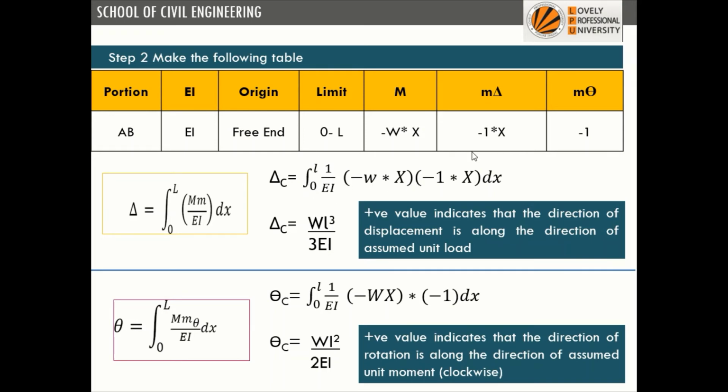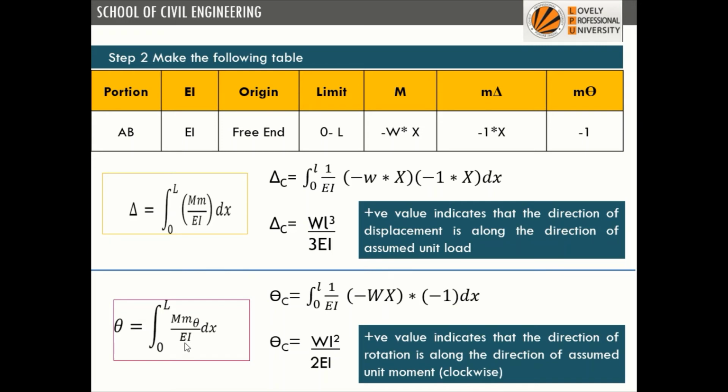What is capital M? It is -W into X. What is small m delta? It will be -1 into X. Simply integrated, it will be Wx square dx. So when we integrate x square, it will become x cube by 3. So we'll get WL cube upon 3EI.